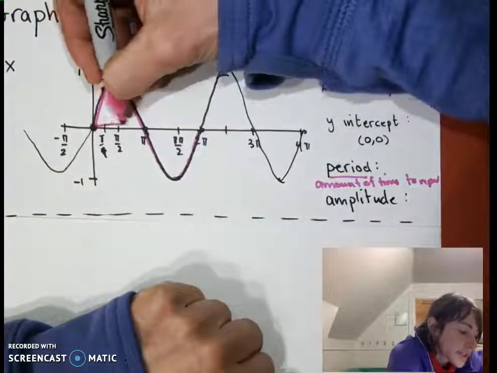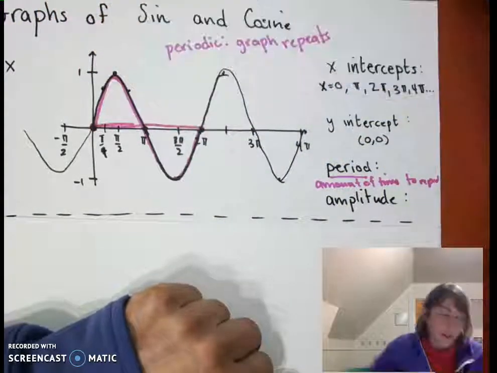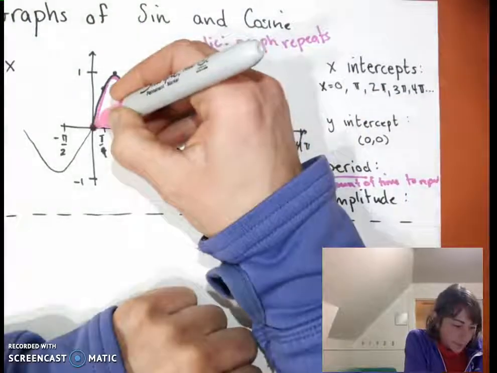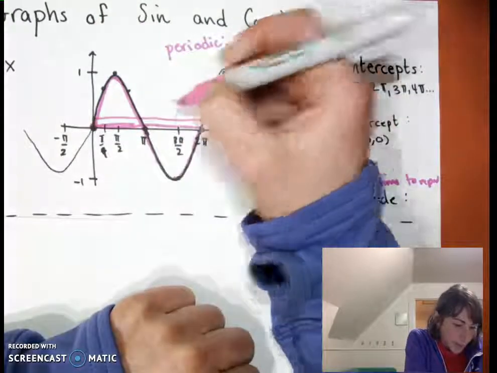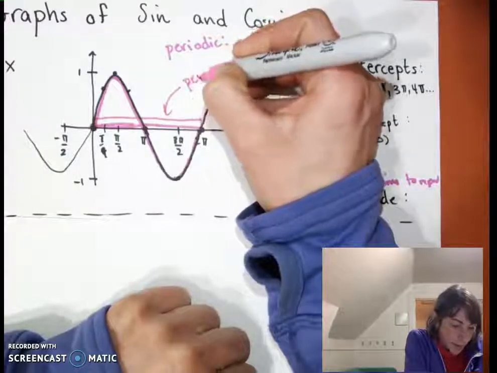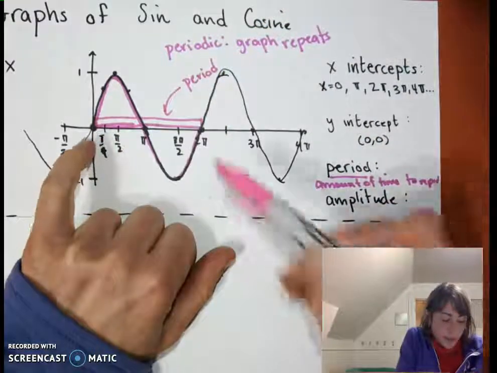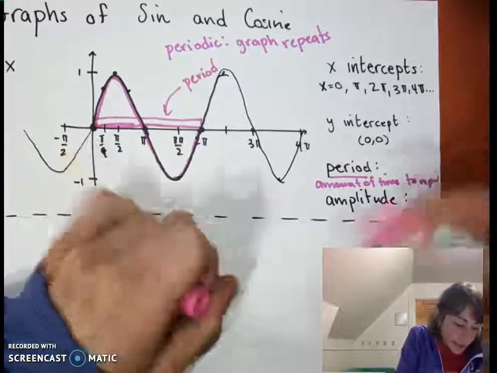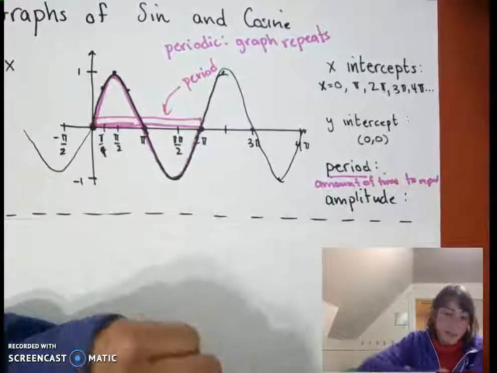So this amount of time is the period, this space. So the period is the difference between 0 and 2 pi, so the period is 2 pi.